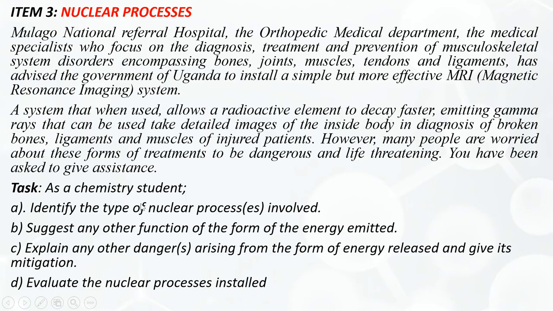Let's look at the task. As a chemistry student, identify the type of nuclear process or processes involved. Then suggest any one use of the form of energy emitted. Explain any one danger arising from the form of energy released and give its mitigation. Did you see any energy being released? There's something I saw about gamma. Then evaluate the nuclear process. We say that nuclear processes can be categorized into two: nuclear fission and nuclear fusion. So we will need to find out which one was used.